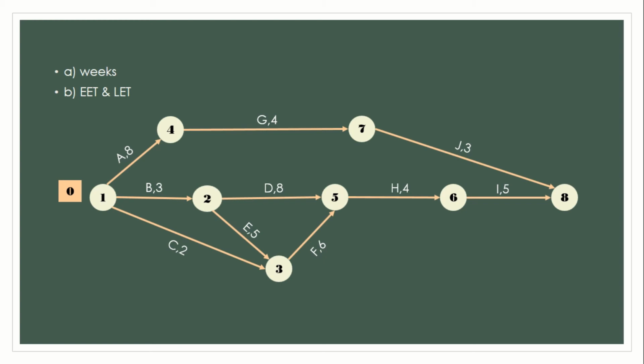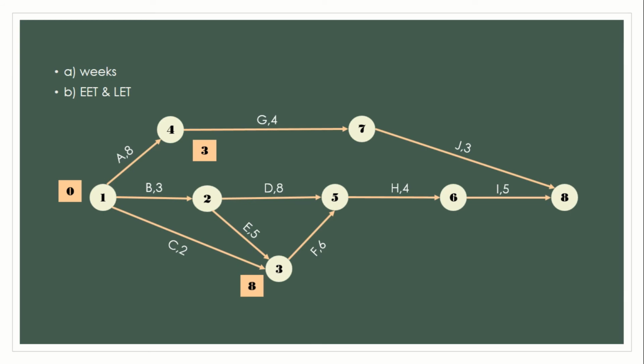event 2, we put 3 because duration for B is 3 weeks. If we look at event 3, there are 2 directions, which is from E and C. If we total up the event 2 and 3, we get 8. If we look at the event 1 and 3, we get 2. So we must choose the largest number for EET, which is 8.